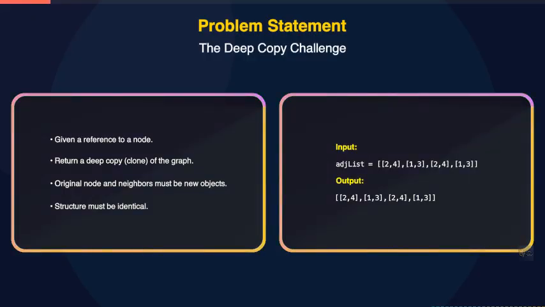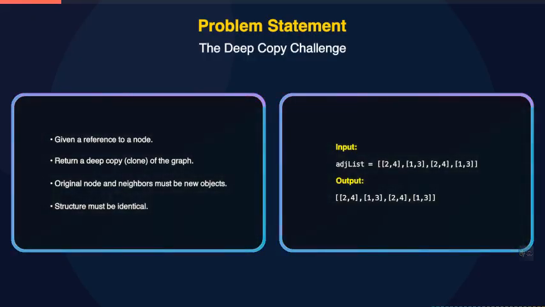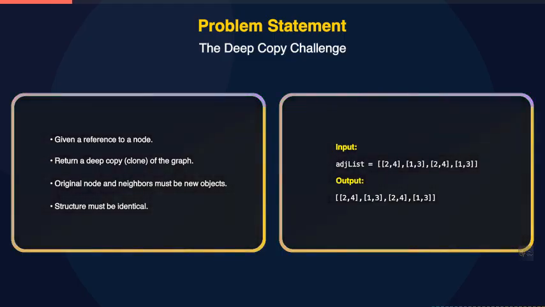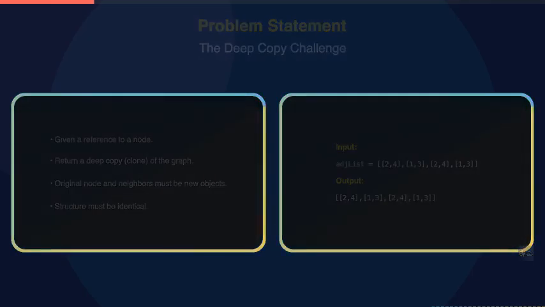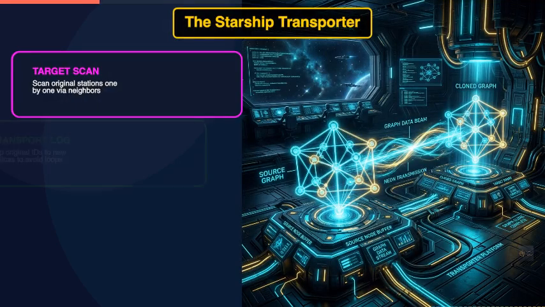Given a reference of a node in a connected undirected graph, our task is to return a deep copy, or a clone, of the entire graph. Each node contains a value and a list of its neighbors. We cannot just copy the reference, every single node must be a brand new object in memory, with the exact same connection structure. Think of it like the Starship Transporter from a sci-fi movie.